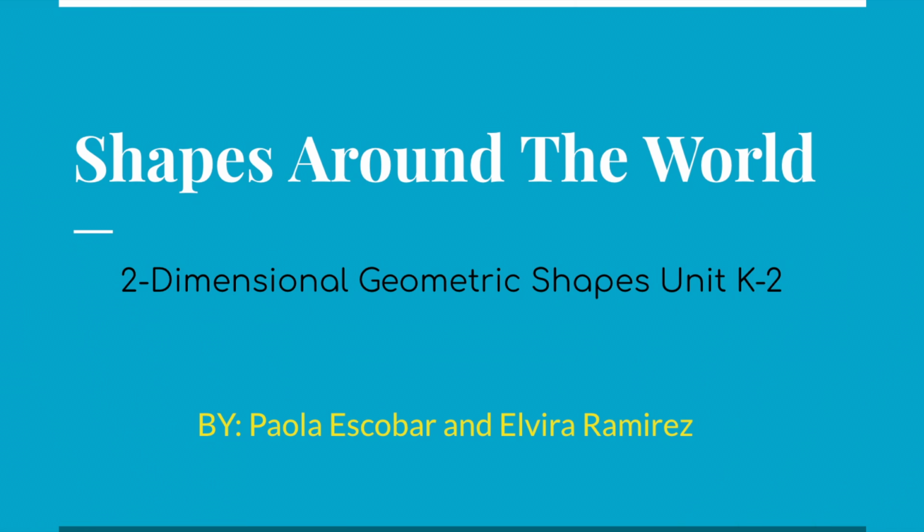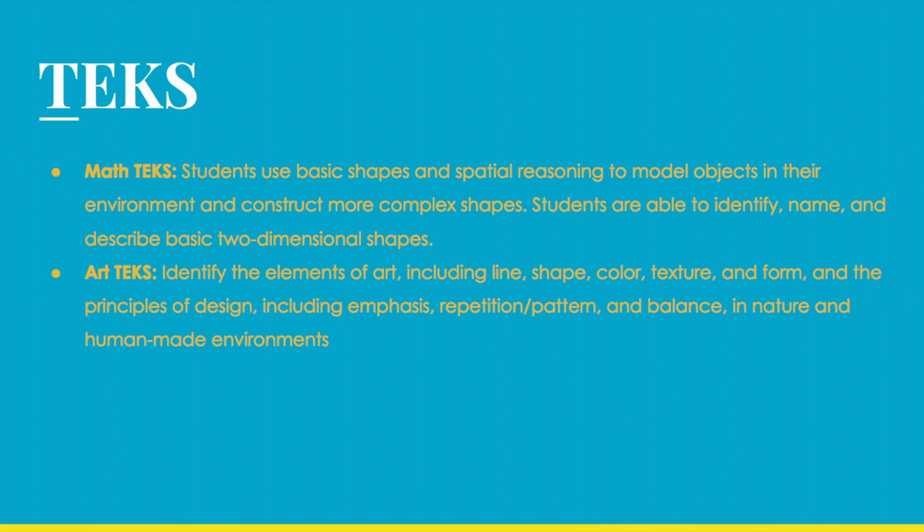Shapes Around the World, a two-dimensional geometric shapes unit for K to second grade students. Math TEKS: Students use basic shapes and spatial reasoning to model objects in their environment and construct more complex shapes. Students are able to identify, name, and describe basic two-dimensional shapes.